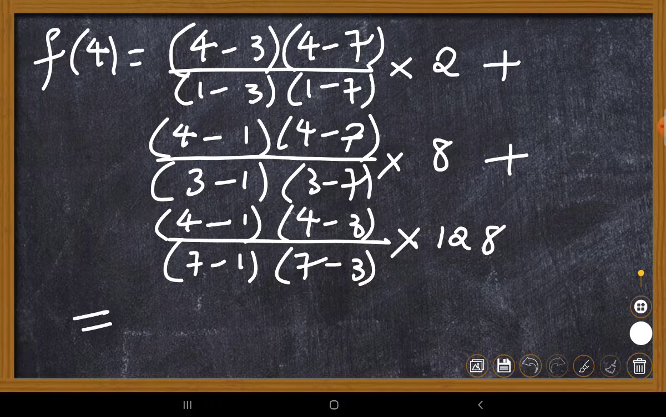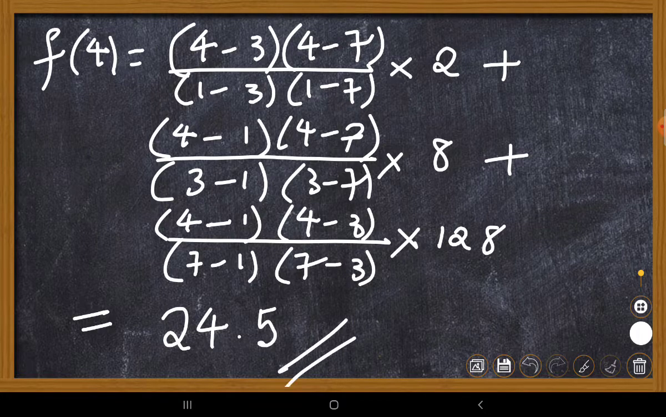So if you solve this step by step using your scientific calculators, then you will find that this value will be equal to 24.5. So hence you have obtained the answer. And if you check from the question, f4 lies between f3 and f7. f3 is equal to 8, f7 is equal to 128. So f4 should lie between 8 and 128. So we see that it is correct. 24.5 lies between 8 and 128.